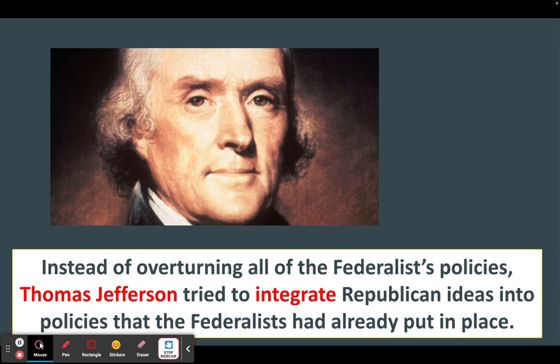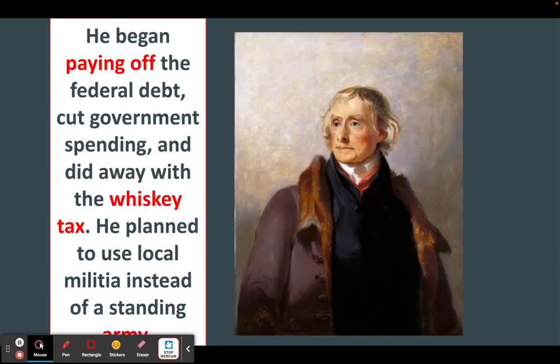One thing in his efforts to reduce the size of the national government, he begins to pay off the federal debt that we've had since the American Revolution. How does he do that? Well, he cuts government spending. He cuts what the government is spending on. He does away with the whiskey tax that we talked about in lesson one that really angered Western farmers who were relying on whiskey to make their money.